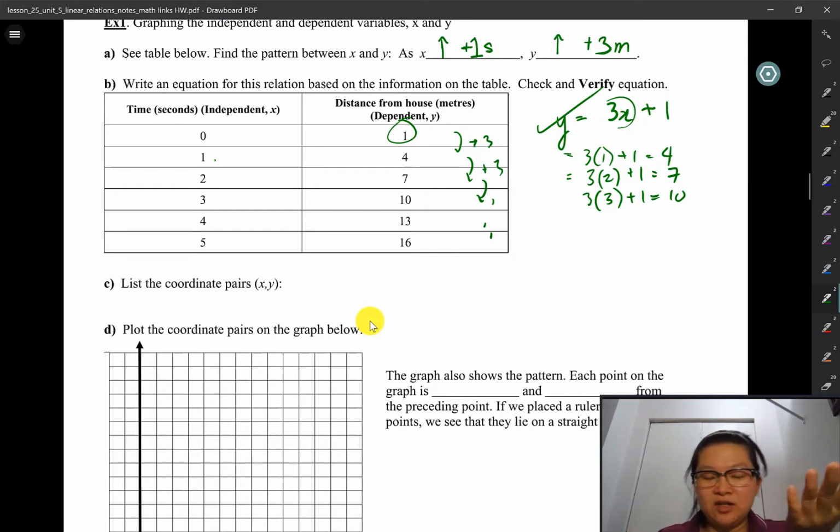Notice my dependent variable is usually alone by itself, and it's equal to some manipulation that you do with your independent variable, which is your x. So that's like the last unit.